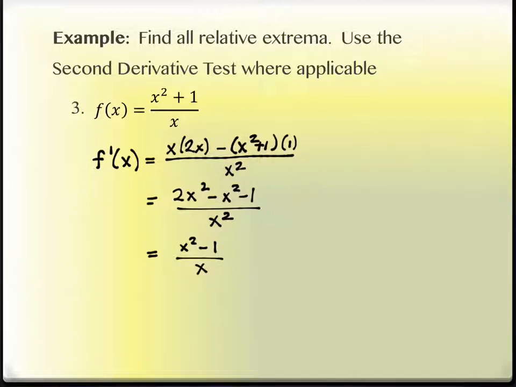x squared minus 1 over x squared. Okay, pretty good with that. Now I need to find out, according to the second derivative test, where this is equal to 0. And the locations where it's equal to 0 are places where I potentially have max and minimum values.